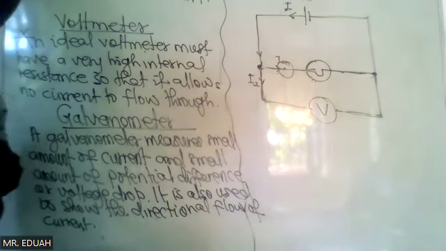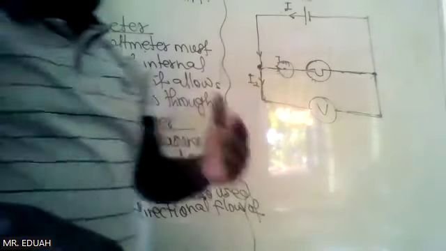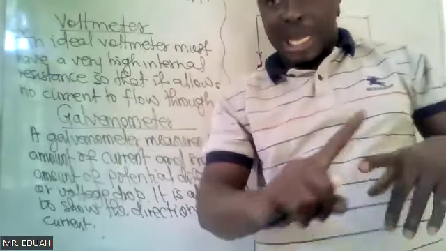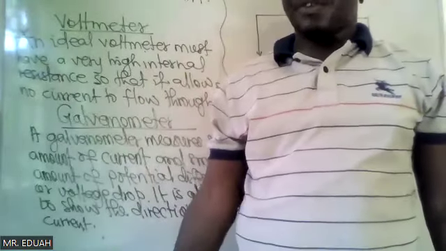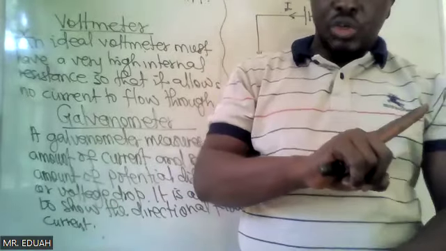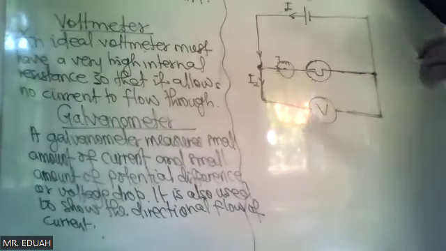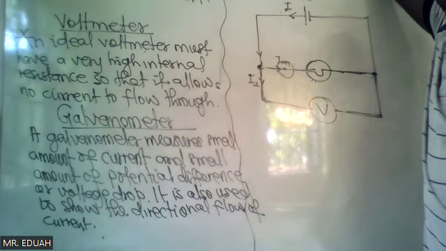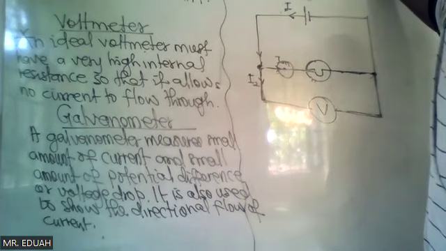So what it means is that it shows the directional flow of current. Maybe current is flowing from my left to right. So when you put in a galvanometer, it will flip this way to show you that this current is moving from left to right. Maybe current is flowing from right to left. So when you put in a galvanometer, it flips this way to indicate that the current is moving from right to left. So its function is to measure small amounts of current and small amount of potential difference across 2 points, and also to indicate the directional flow of current.